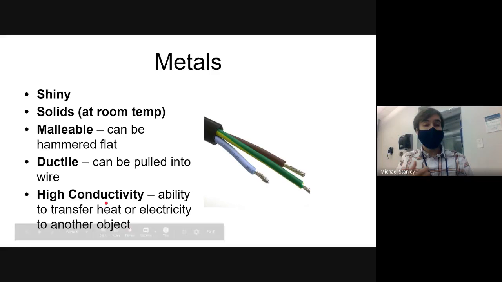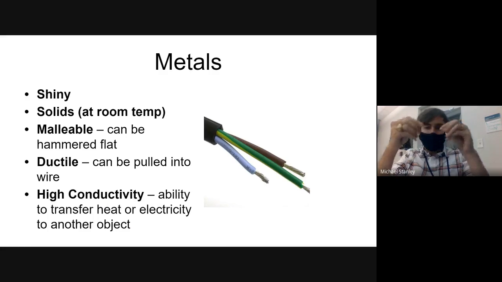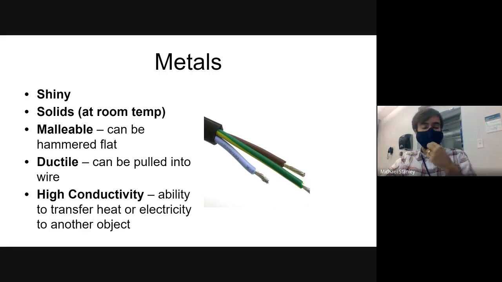So metals are shiny and solid. You can squish them down flat or twist them out and pull them into a wire, and they are very conductive. They transfer heat and they transfer electricity really easily and efficiently.